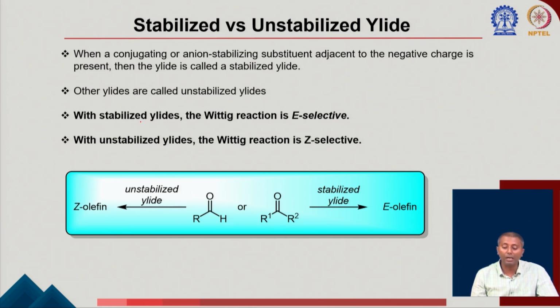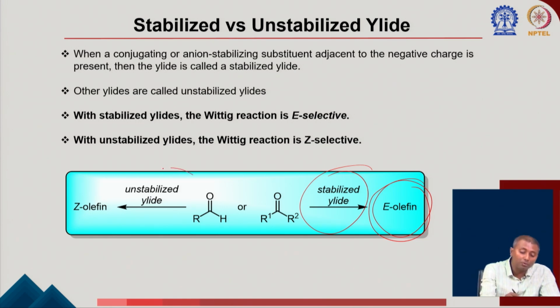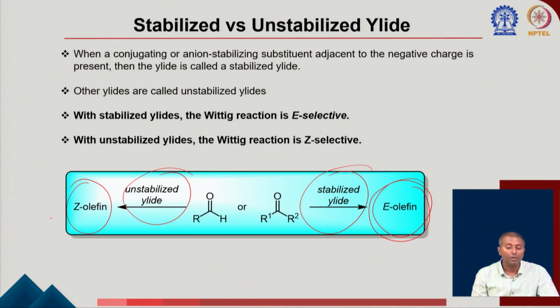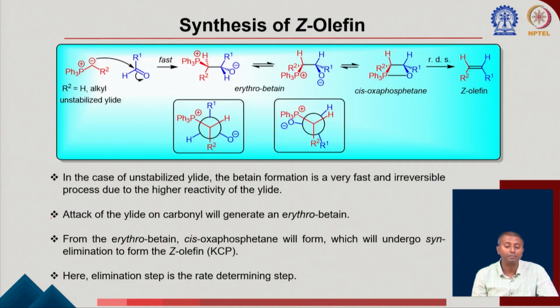Again you can see what is happening here. If you have a stabilized ylide, it is going to give the E olefin as the major product. If it is an unstabilized ylide, it is going to give you the Z olefin as the major product. So now we are going to learn why that is happening, why the stabilized ylide gives a different product compared to the unstabilized ylide. What is the difference?